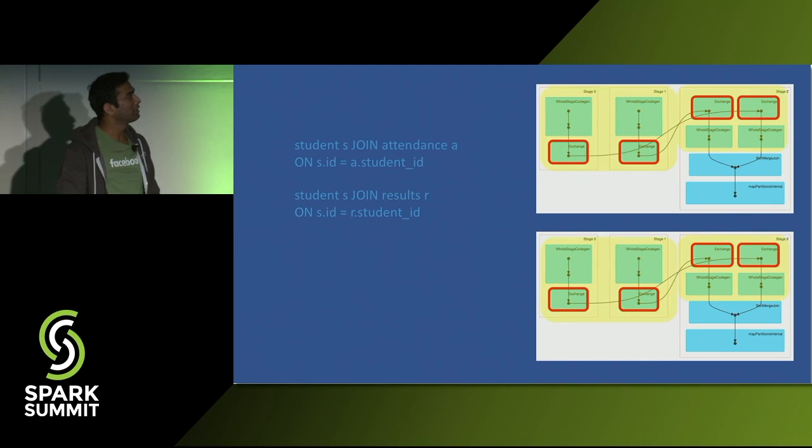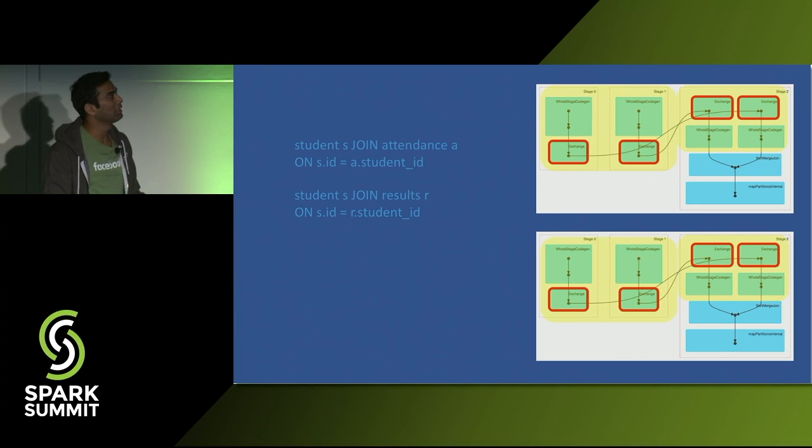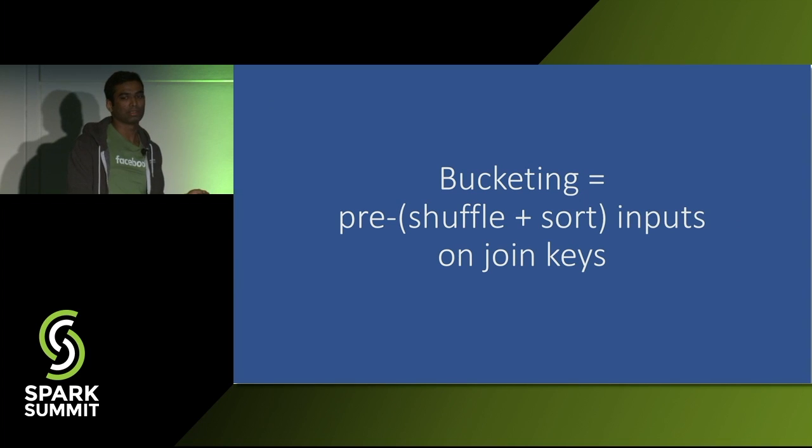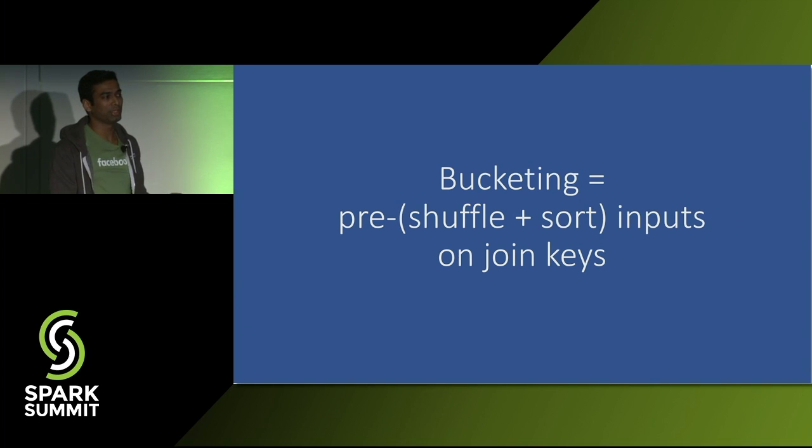So every time the student table is accessed in a join, you're reading the same student table, doing the shuffle on the student ID, and on the reduce side, you're reading the shuffle outputs, doing the sort on the student ID, and then performing the join. To avoid this cost, why not pre-compute this shuffle and store it in the input tables? And that's what bucketing is. Bucketing allows you to pre-shuffle and sort your inputs based on some keys.